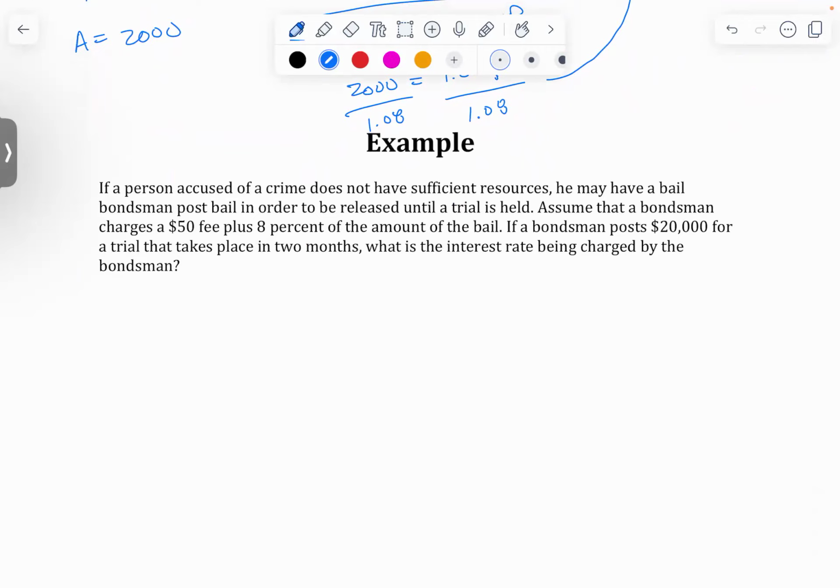Okay, if a person accused of a crime does not have sufficient resources, he may pay a bail bondsman to post his bail in order to be released till trial is held. Assume the bondsman charges $50 fee plus 8% of the amount. If the bondsman posts $20,000 for the trial that takes place in 2 months, what interest rate is being charged by the bondsman? Notice this one didn't say simple interest, but it is implied usually because of lack of discussion of compound interest, which we're going to talk about in just a minute. So I wanted to show everyone that.